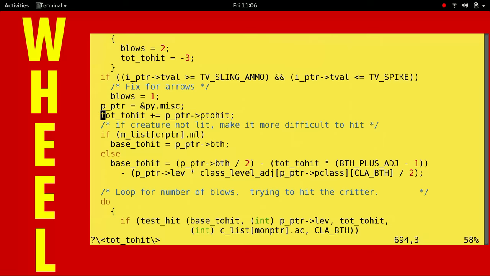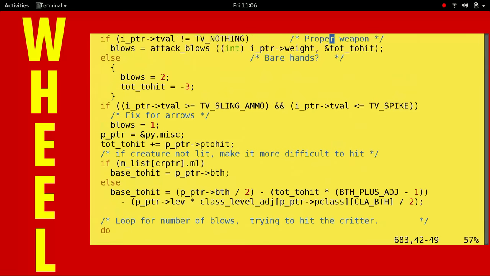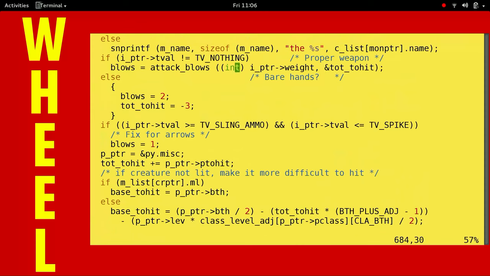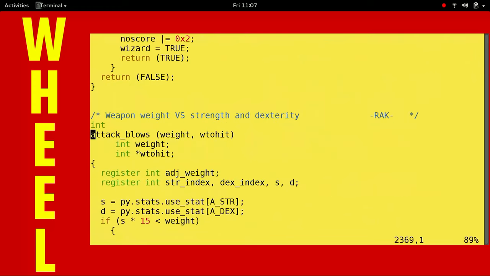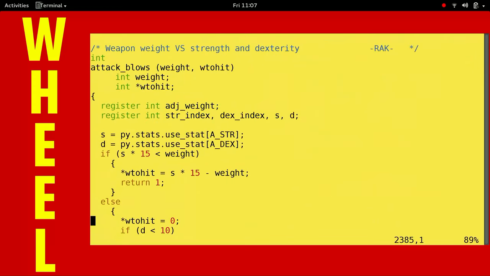What's going on? So let's go look backwards here. You can see that this attack blows function is taking that total to hit and giving it a value. So let's just have a look at that. So here it is. Now, attack blows is returning the number of blows that we get per round, which is pretty significant. It's based on our strength and our dexterity.